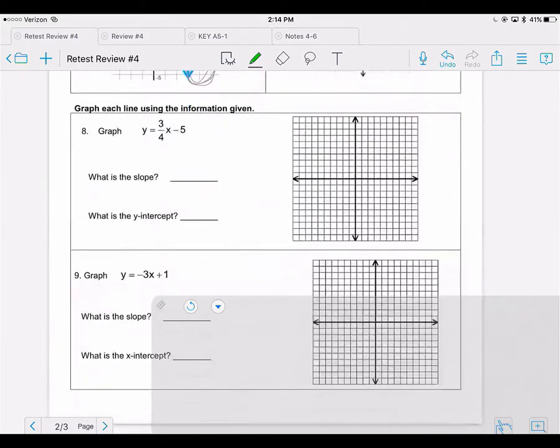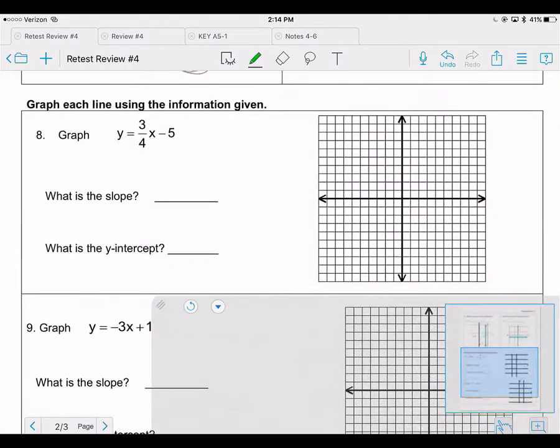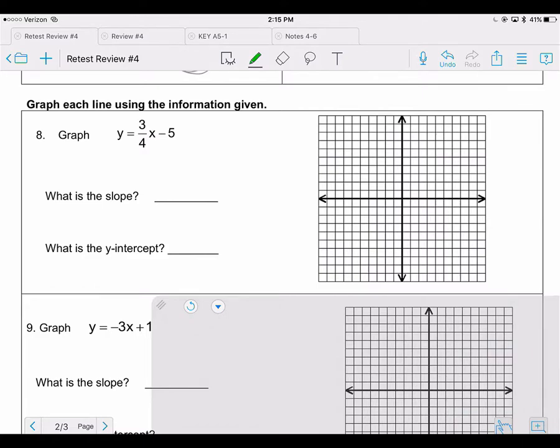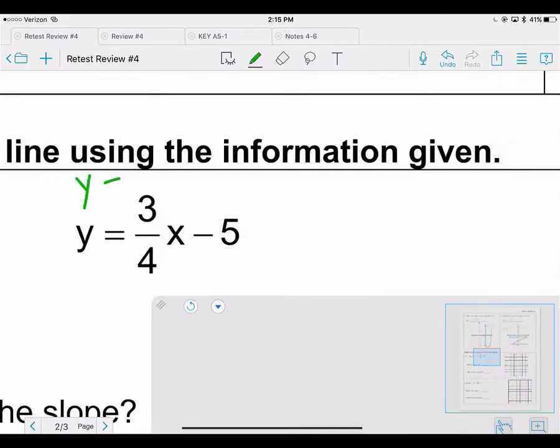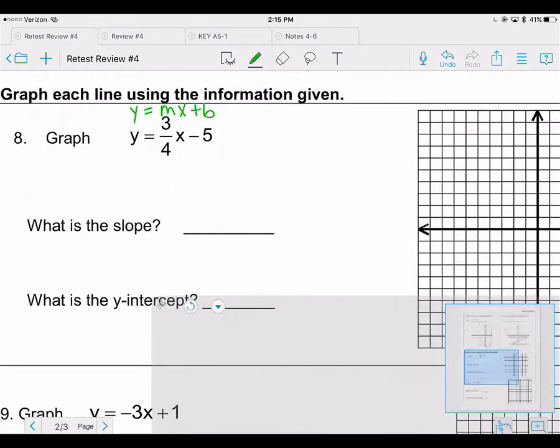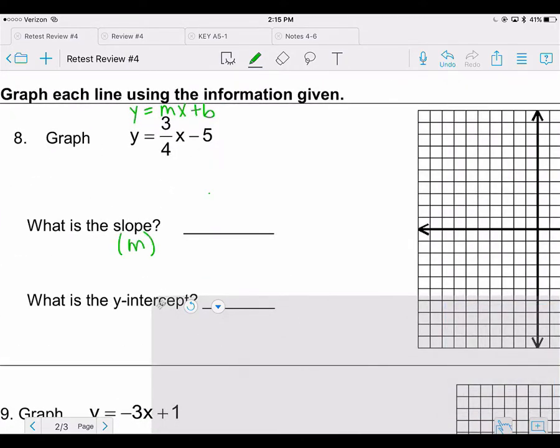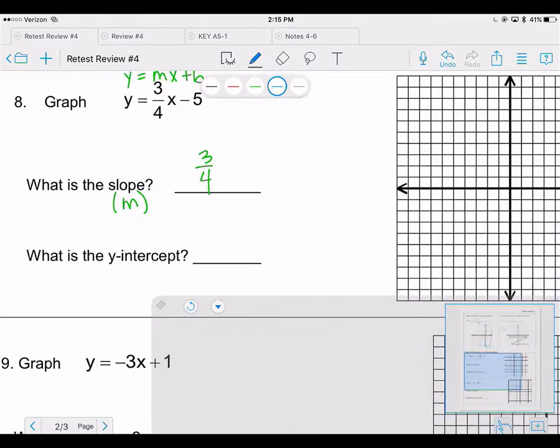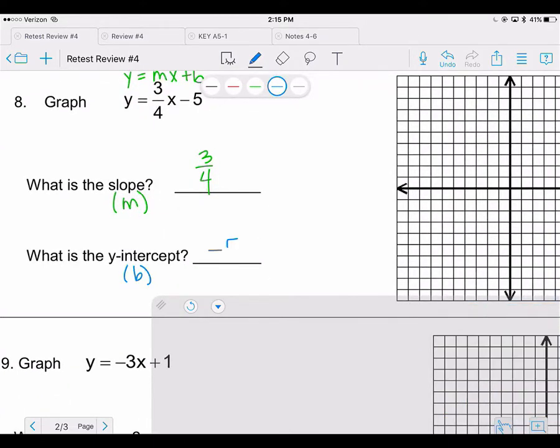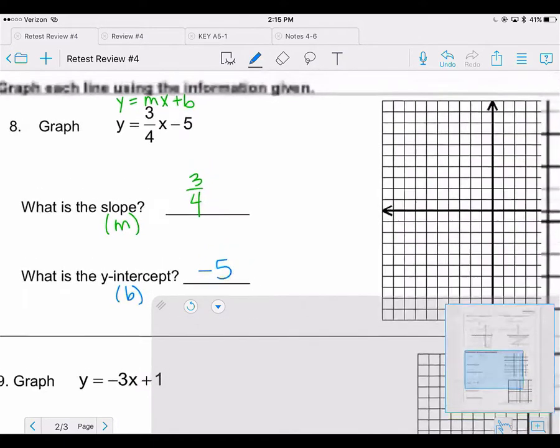8 asks us to graph the line using the information and asks us for the slope and the y-intercept. So we can find our slope and y-intercept by using slope-intercept form. So the slope is our m value. The m is with the x, which is 3/4. And then the y-intercept is your b value, which is behind. So that would be that -5.